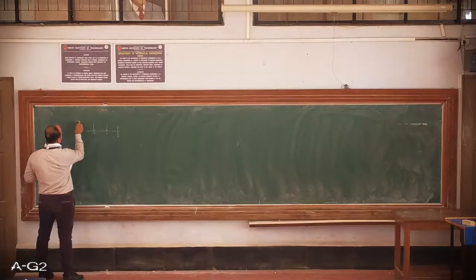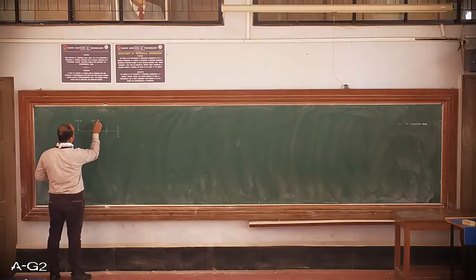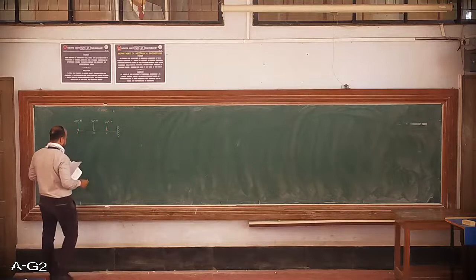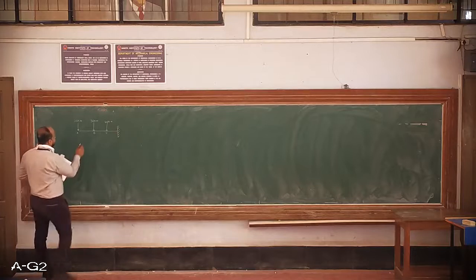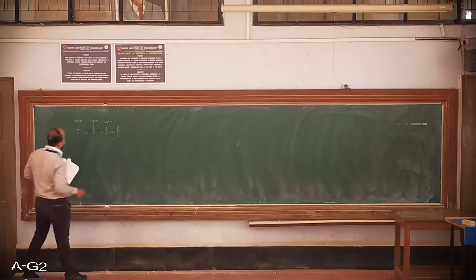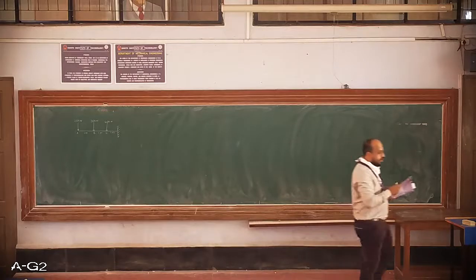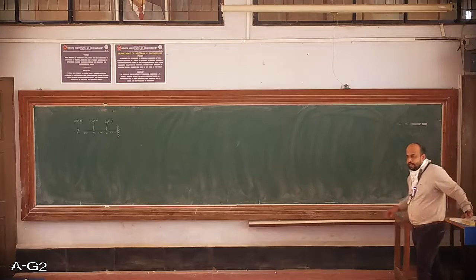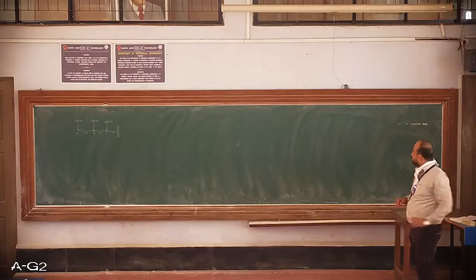20 kilonewton, 30 kilonewton, 40 kilonewton. Okay, so each is 1 meter apart, which means the total span length of the beam is 3 meters. What they have asked is to find the slope and deflection at each point, that is at point A, point B, and also at point C.